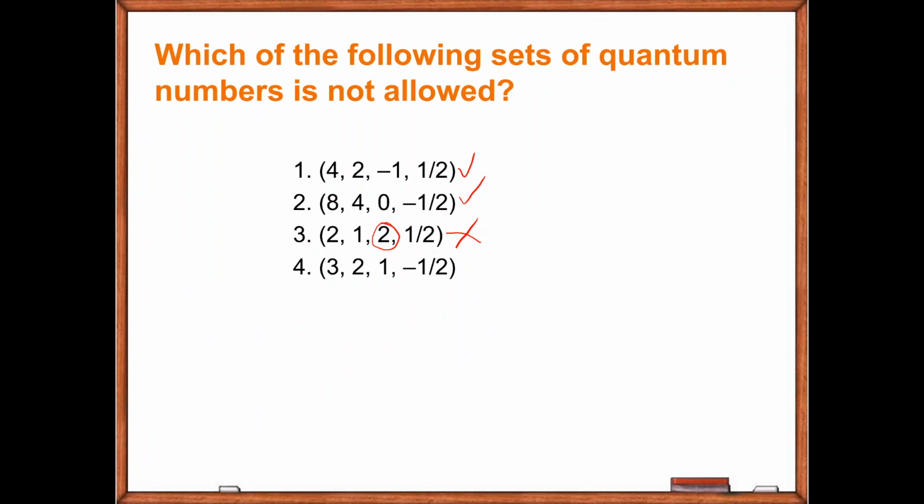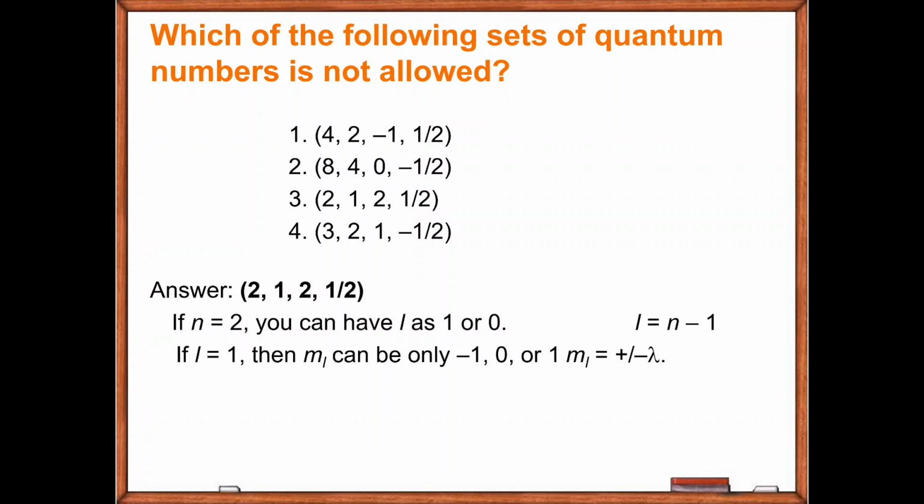If we look at the next one, n is equal to 3, l can be up to 2, that's fine. m sub l could be up to plus or minus 2, no problem there. And then spin of 1/2, no problem. Okay, so it's number 3, and the reason being is because of that m sub l value. Okay, and there, that's the full explanation.